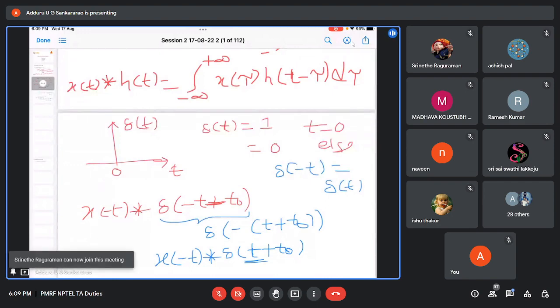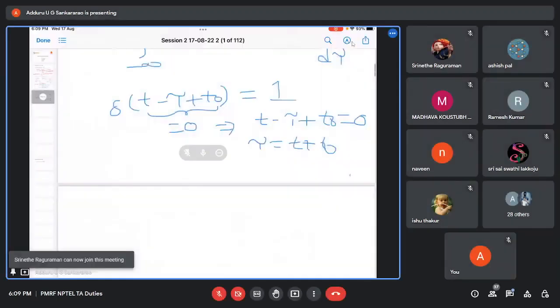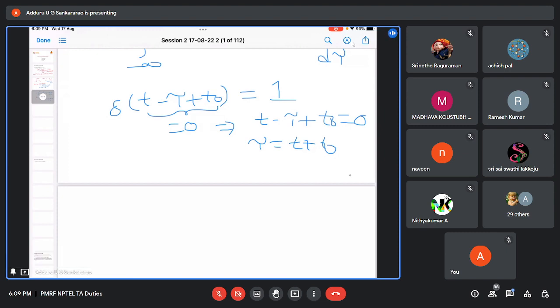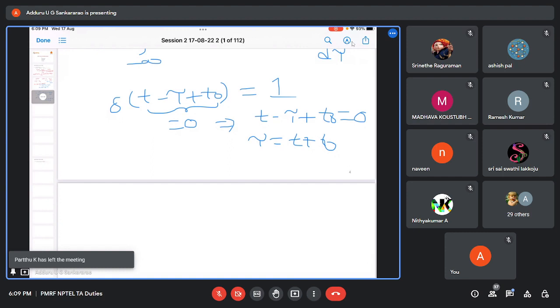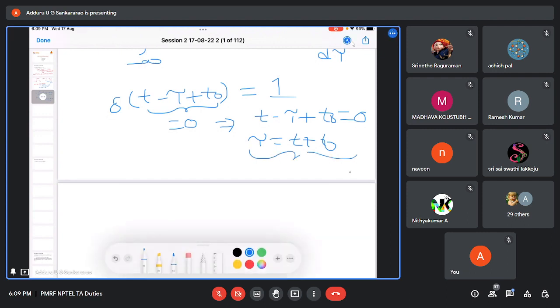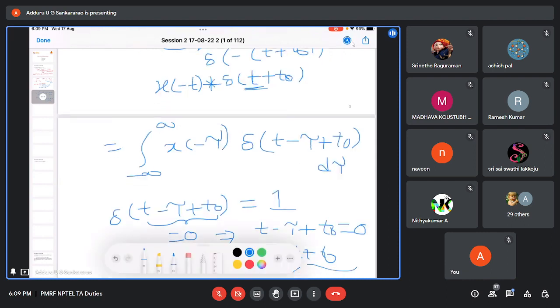So here we have del of t minus tau plus t naught, that means t minus tau plus t naught equal to 0. When this is 0, then del is 1. So what condition do we get if we equate to 0? When tau is t plus t naught, only then we have a non-zero quantity del of tau, that is 1. So in this integral, when tau is t plus t naught, this will become 1. Now only when tau is t plus t naught, x of t exists, right?